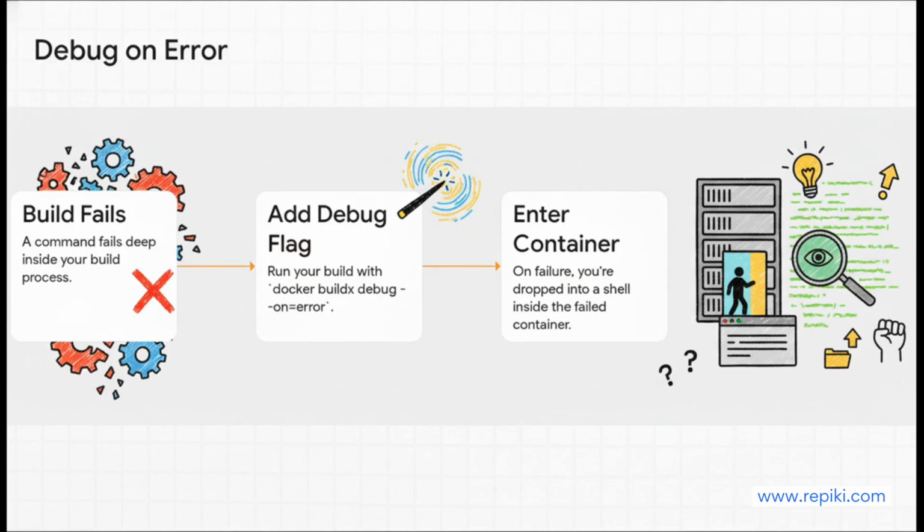The old way to debug this was just painful. You'd have to find the hash of the last successful layer, run it interactively, and then try to manually rerun the failed command to figure out what happened. It was awful. The new way is pure magic. You just add --debug-on-error to your build command. Now, if a step fails, the build pauses and you are dropped directly into a shell inside the failed container at the exact moment of failure.